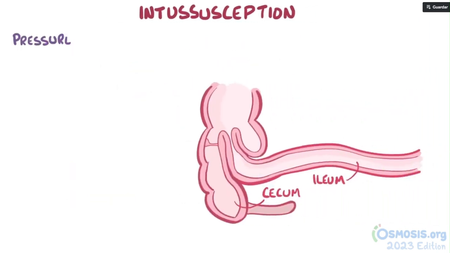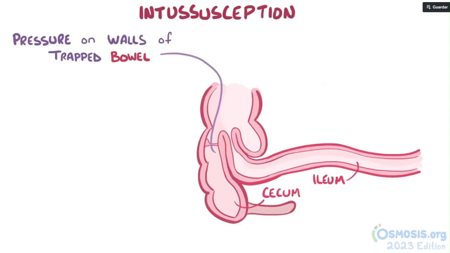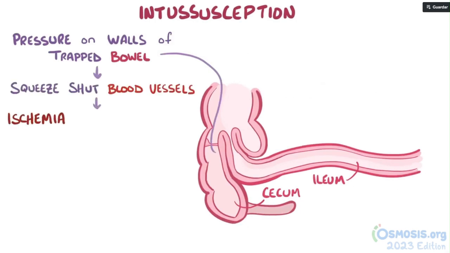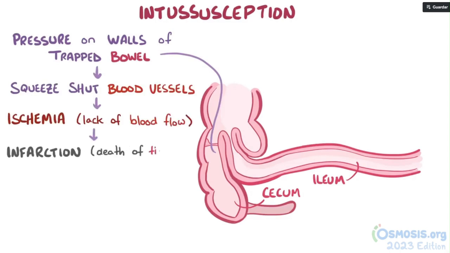There's also a lot of pressure on the walls of the trapped section of the bowel, which squeezes shut the tiny blood vessels running in the walls, causing ischemia, or lack of blood flow, and eventually infarction, death of the tissues.